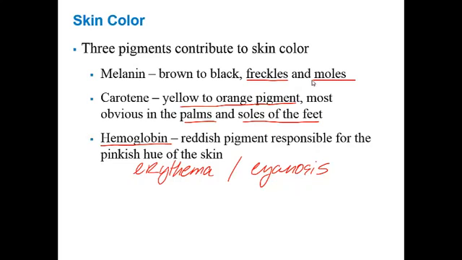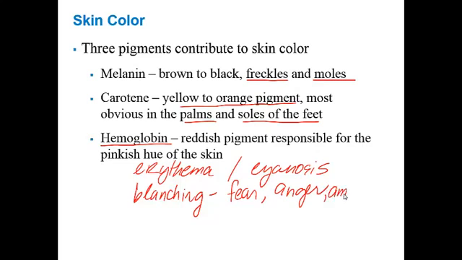And some other homeostatic imbalances that you should be aware of are things like pallor or blanching. And blanching is usually due to low blood pressure or fear or anger. So if you say that somebody might look like a ghost, they might look pale, could be due to such things as anemia or low blood pressure.